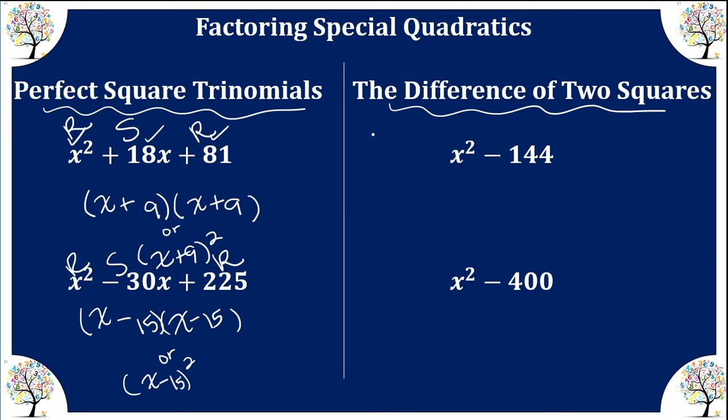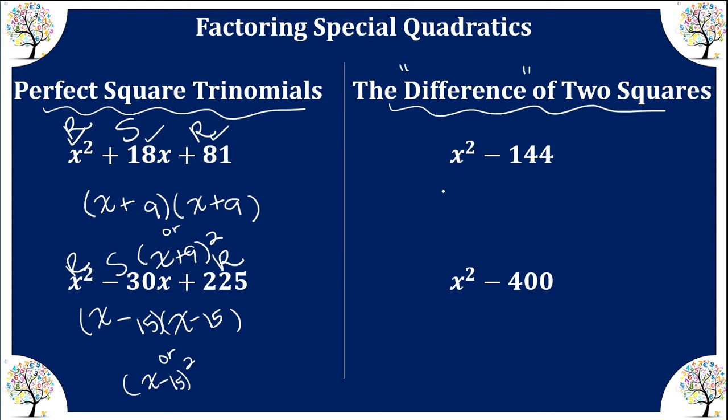The next special case is the difference of two squares. The difference of two squares is when you have a quadratic and a constant only. There is no linear term. There's no x to the first term. And it is a subtraction. It is the difference of two perfect squares.